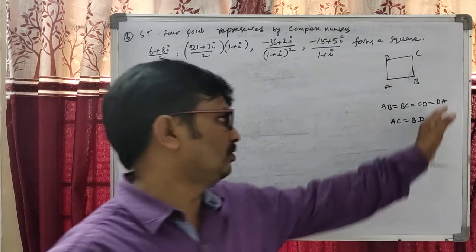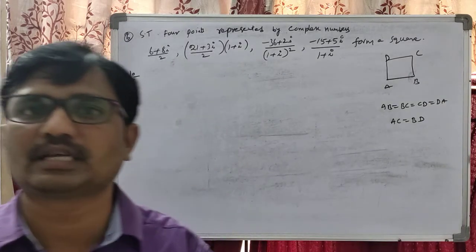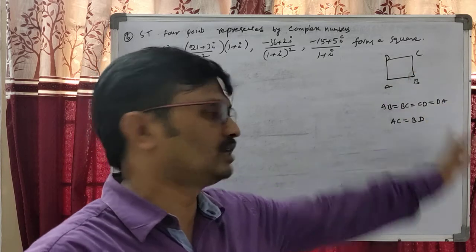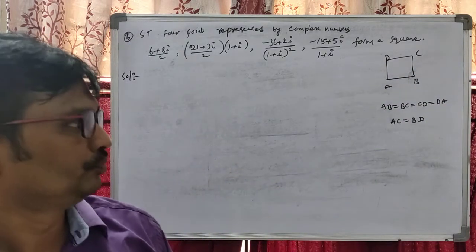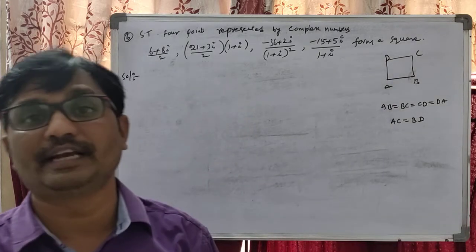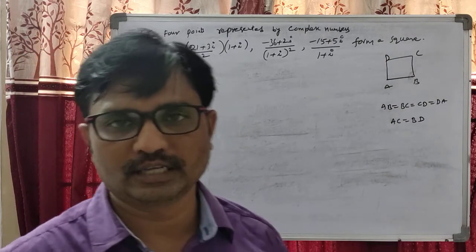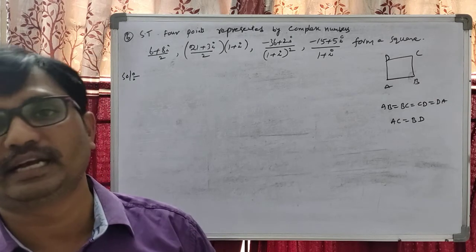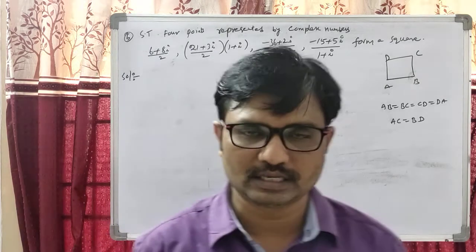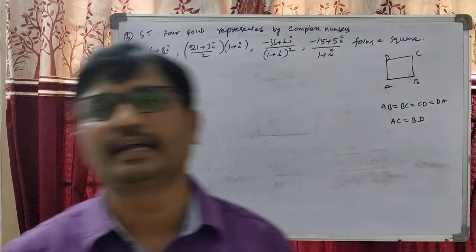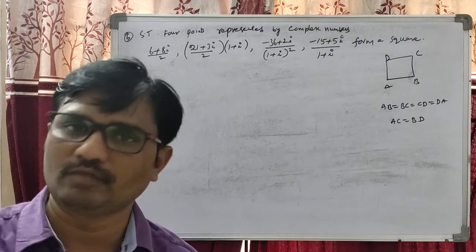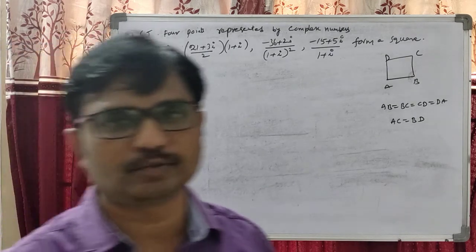And if all sides are equal and the diagonals are not equal, then it is called a rhombus. Opposite sides equal and diagonals equal, then it is called a rectangle. Opposite sides equal and diagonals not equal, then it is a parallelogram. Okay students, all sides equal and diagonals equal, then it is called a square. All sides equal and diagonals not equal, rhombus. Opposite sides equal and diagonals equal, that is a rectangle. Opposite sides equal and diagonals not equal, then it is a parallelogram.